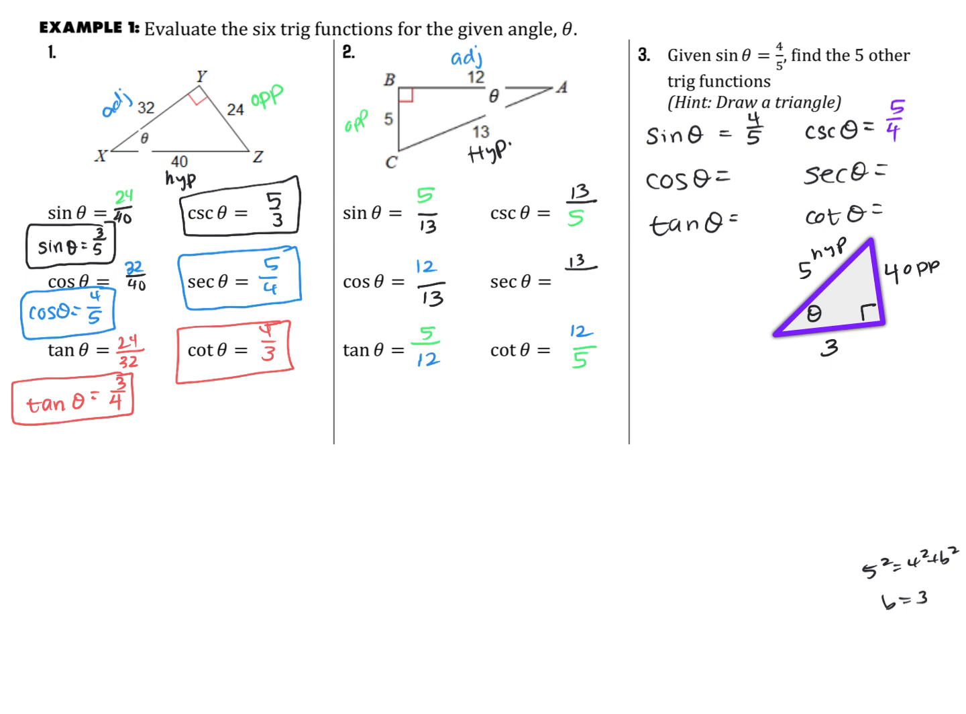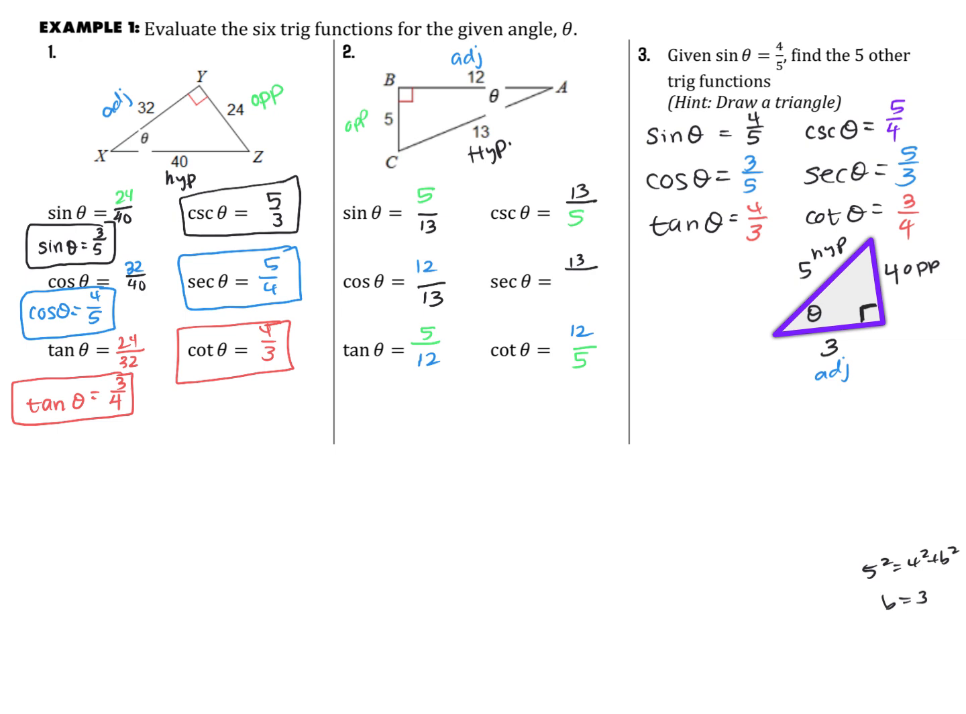So the key difference between 1 and 2 versus this example number 3 is we may have to actually draw a triangle, maybe have to use the Pythagorean theorem to find the indicated side length. So go ahead and pause the video and identify each of these remaining trig functions. So in this case, cosine is going to be 3 over 5 because 3 is adjacent, which means that secant is going to be 5 over 3. Tangent is going to be opposite over adjacent, which is 4 over 3, which means cotangent is going to be adjacent over opposite, which is 3 over 4.